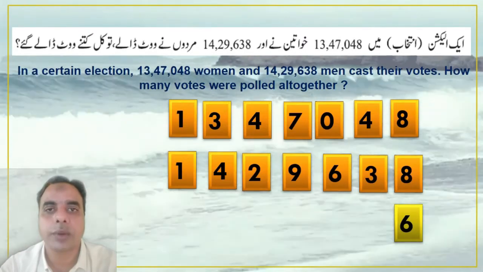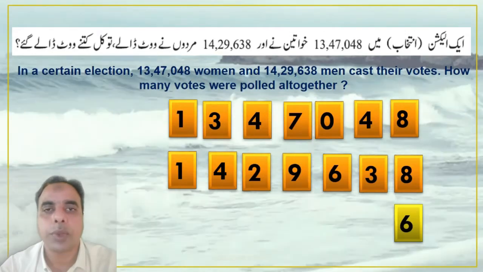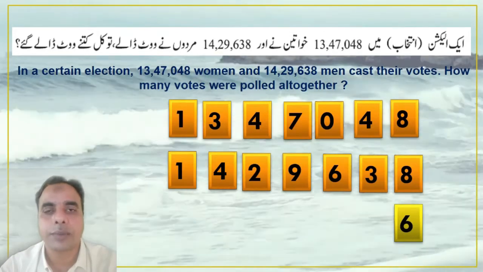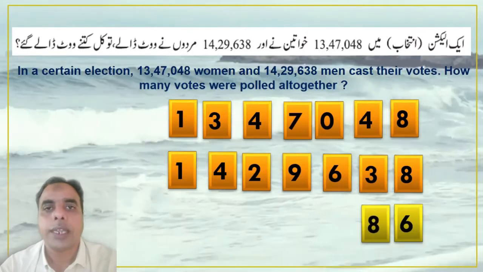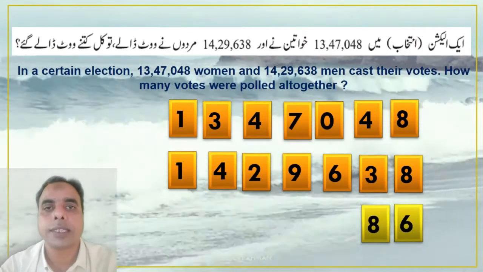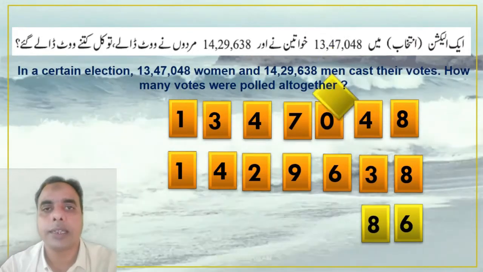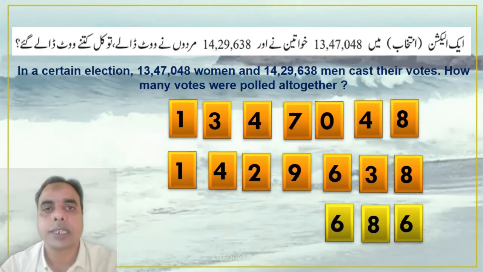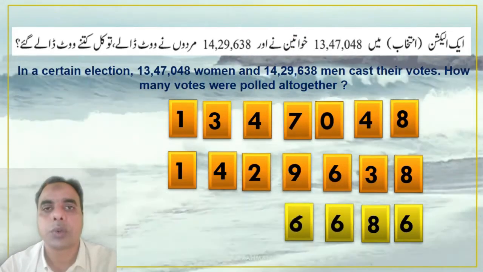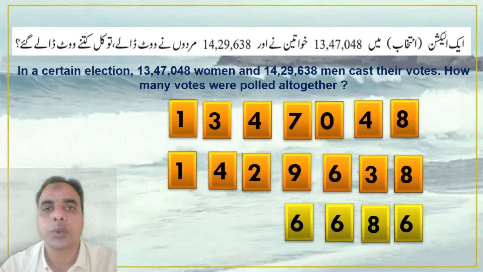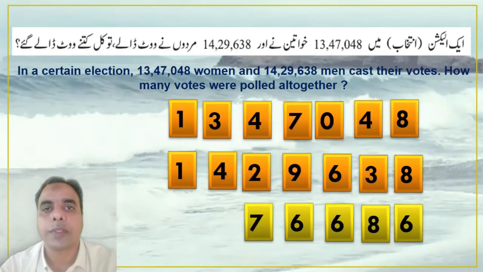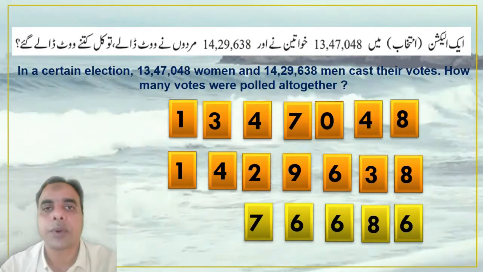So we are supposed to write the votes cast by women first, and then the votes cast by men in the second row, and we are supposed to do the addition here. So very simple it is. Start from your right hand. 8 plus 8, 16. So we'll write here 6. 1 will be carry over.